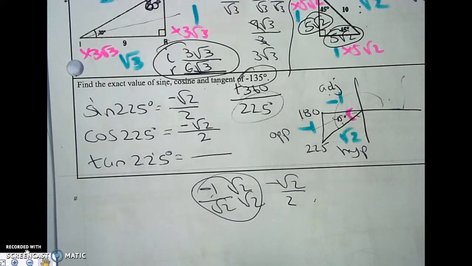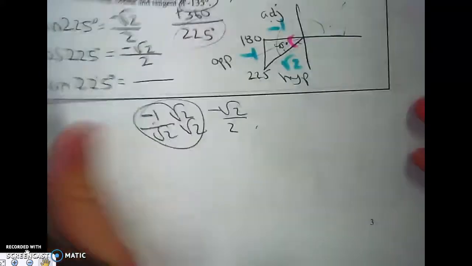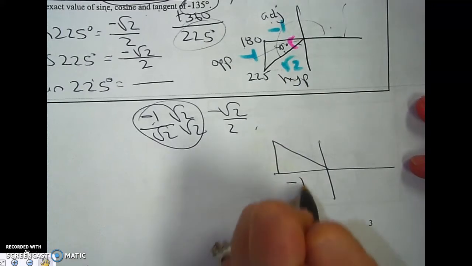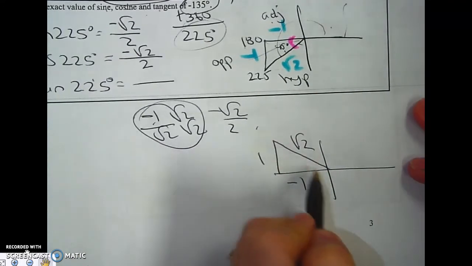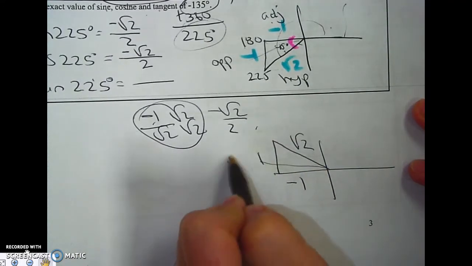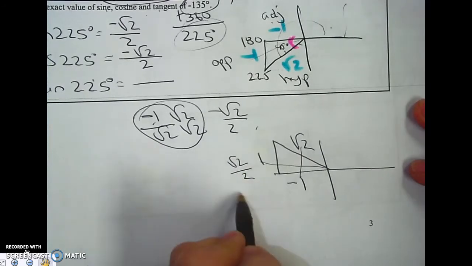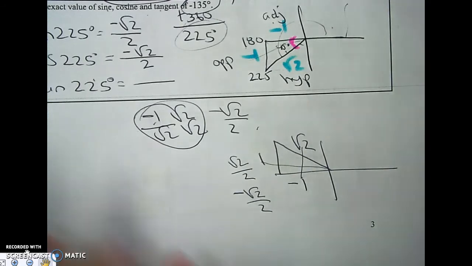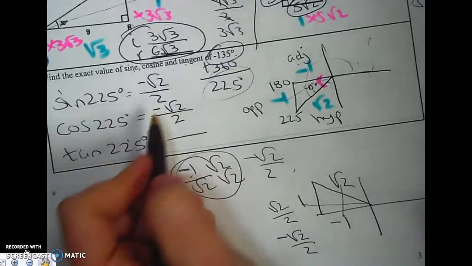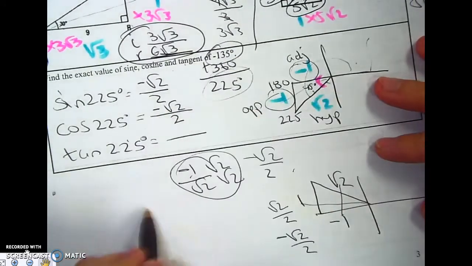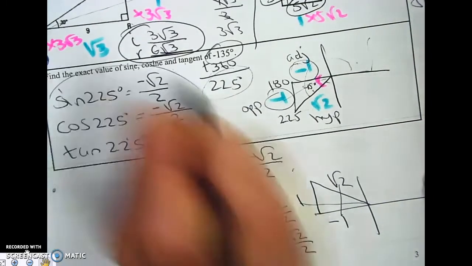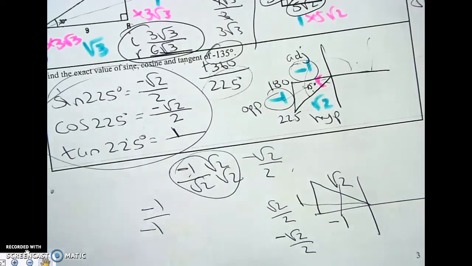But you want to be careful, because I want to point out that they're not always going to be the same. Because if this was in this quadrant and that was negative 1, rad 2, the sine would be rad 2 over 2, but the cosine would be negative rad 2 over 2. So be a little careful about that. All right, tan is opposite over adjacent, and negative 1 over negative 1 is 1. Okay, so make sure you show me enough work, and good luck on your test.